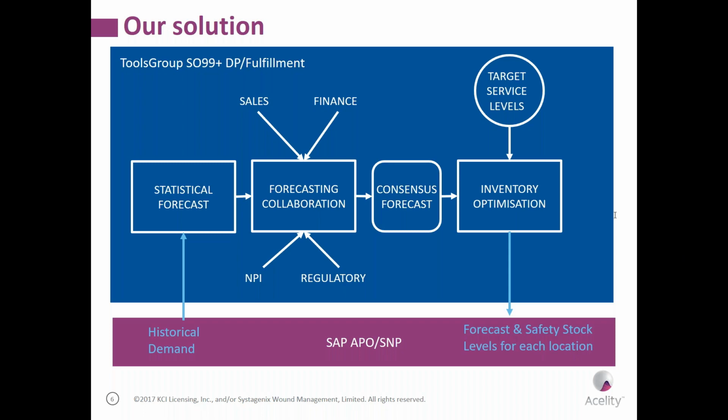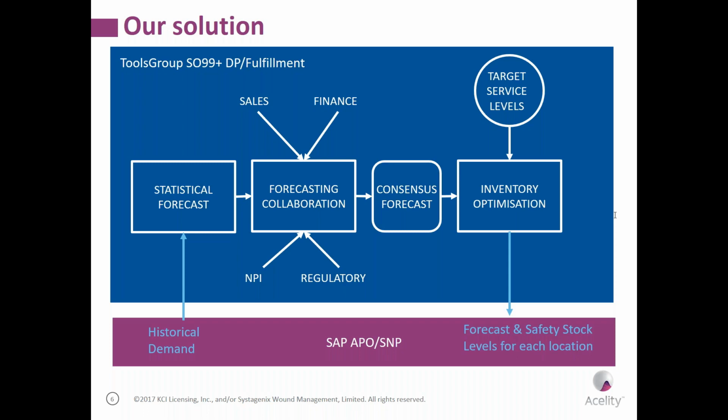So the way it works is that we get historical demand data every week from SAP. We could take it every day, but they've chosen to bring it in weekly. We develop from that a statistical forecast that looks at demand variability, looks at all of the different combinations of markets, SKUs, breaks that down into a statistical forecast.